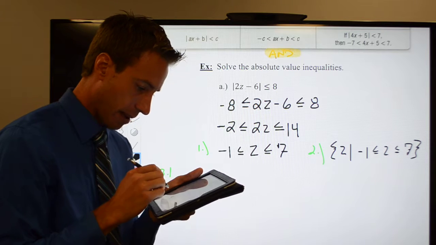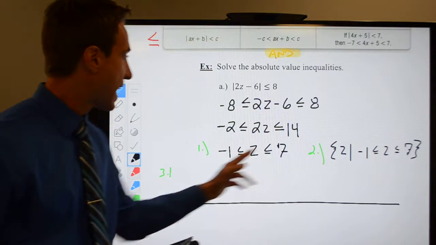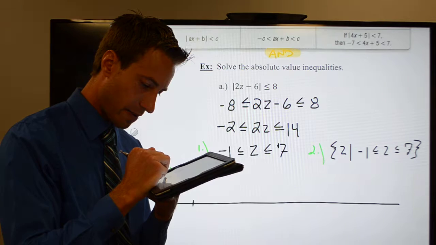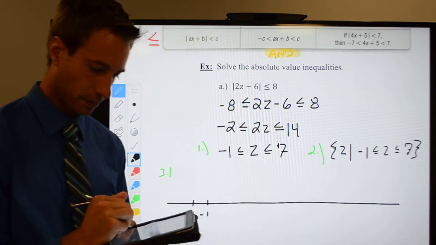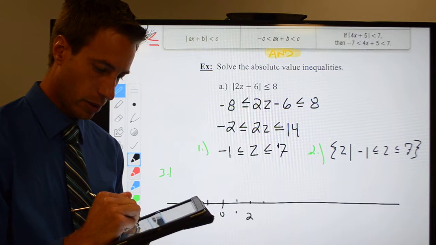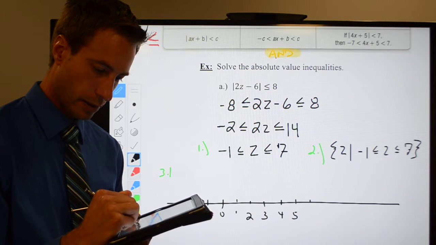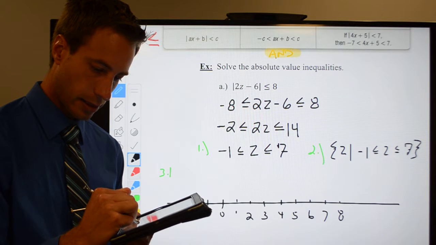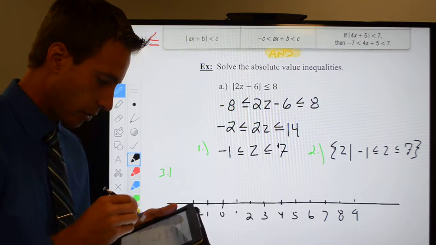Let's put it on a number line. Okay, I got to go from a negative 1 to a positive 7. That's not that far. Here we go. Let's see here. We're going to have negative 2, negative 1, 0, 1, 2, 3, 4, 5, 6, 7, 8, and 9. All right, here we go. Let's go ahead and graph this guy. I'll do it in red.